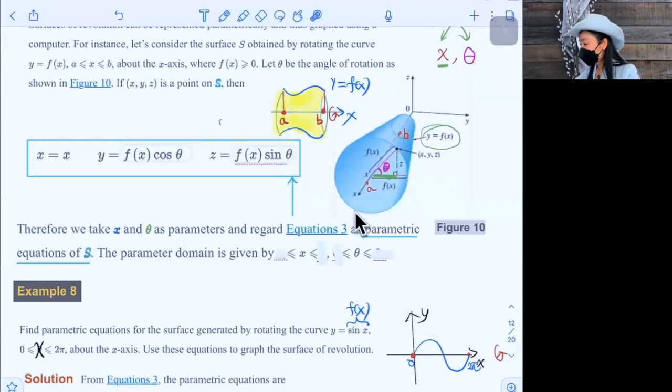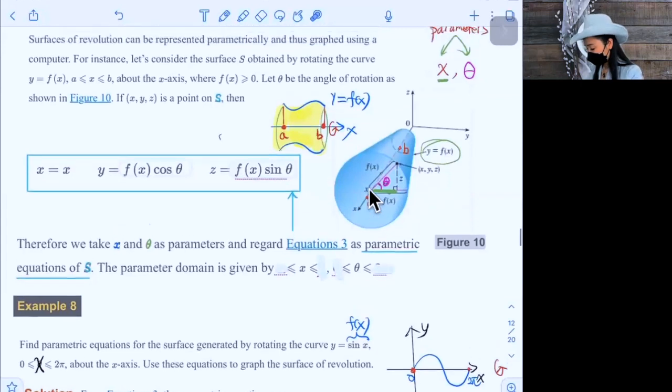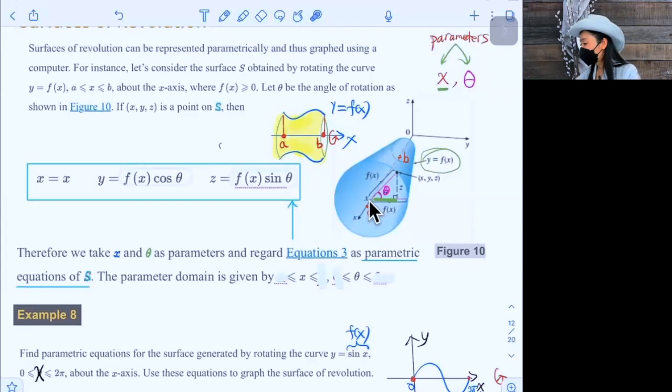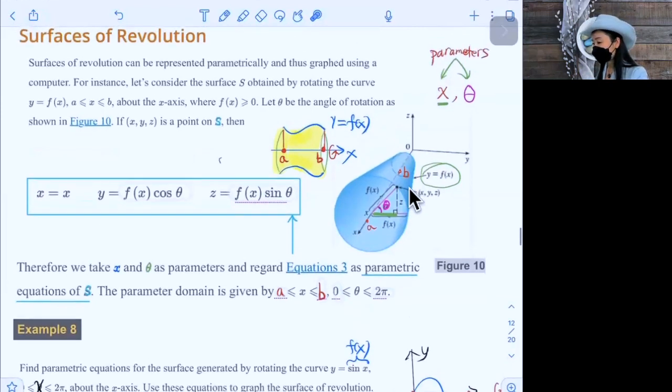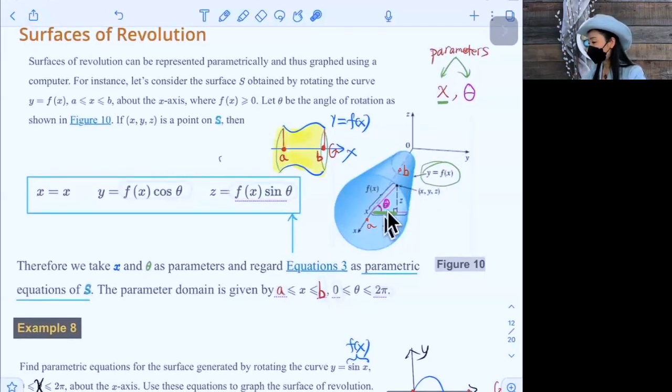The x over here goes from what to what? Theta goes from what to what? Well, looking at this diagram here, x goes from A to B, right? What about theta? Theta goes from 0 to 2 pi. Yes, you got it. So you finish one rotation. Okay, good. So you parameterize this surface of revolution this way, using x and theta.